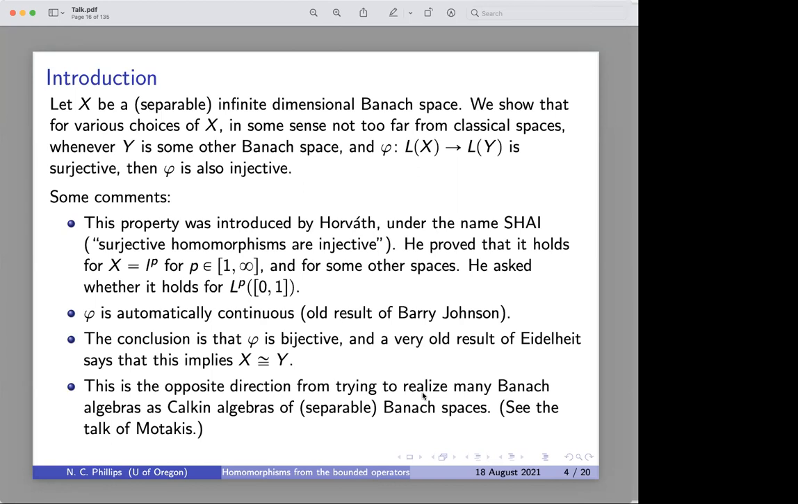I should also maybe mention that the Cuntz here is the same as the Cuntz in the talk I gave yesterday in a different session. On the other hand, there's otherwise no overlap.